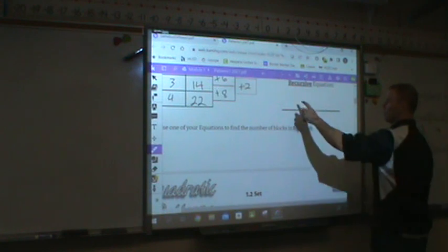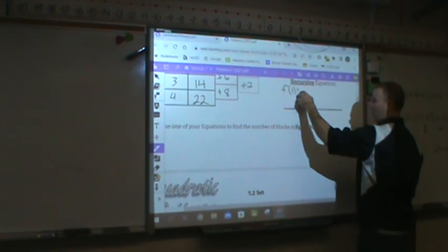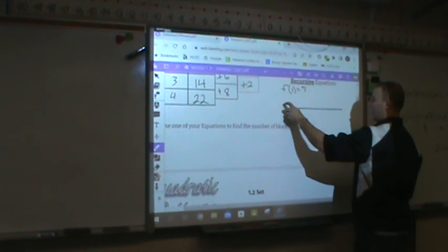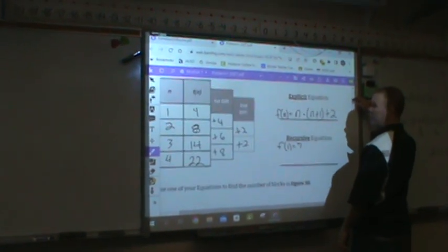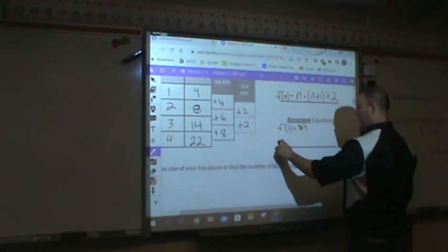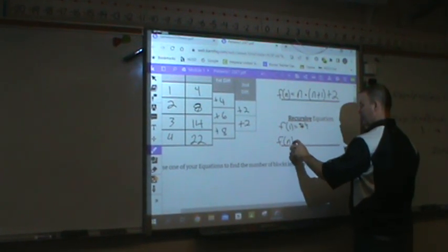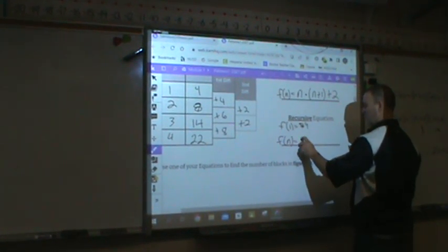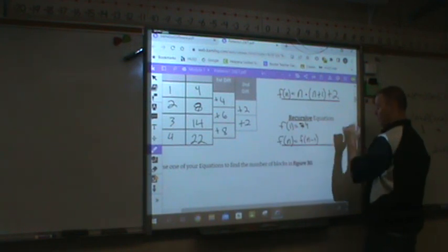Recursive equation is pretty simple. F of 1 is equal to your first value, which is 4 in this case, not 7. That's 4. Change it to a 4. And then f of n is equivalent to what? F of n minus 1.